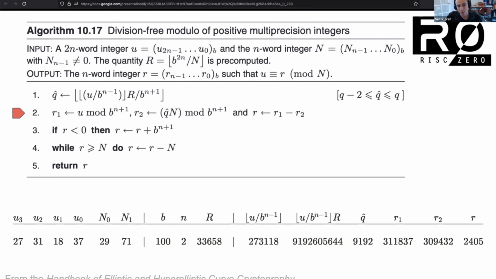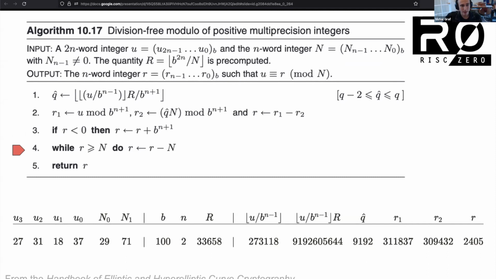We will check to see if it's negative. If we went negative, we need to add the maximum value of our words to get back to positive again. This is a way of formalizing the idea of wrapping around. This wrapping around would happen automatically on a digital computer, where words usually wrap around if you do addition. And then the R value is not guaranteed to be fully reduced yet.